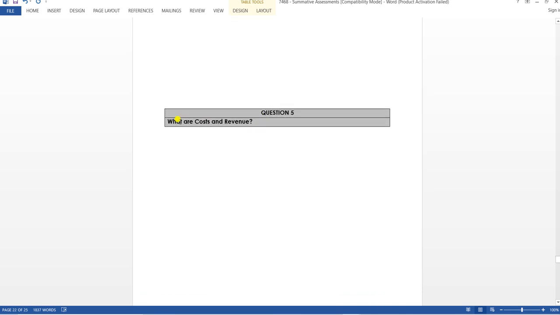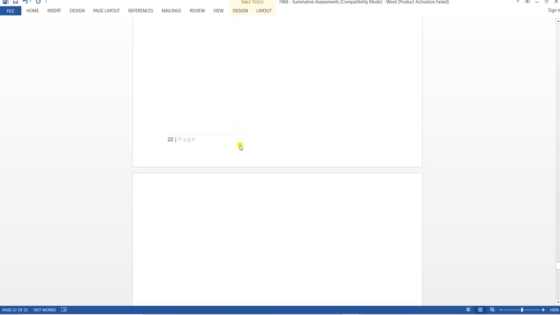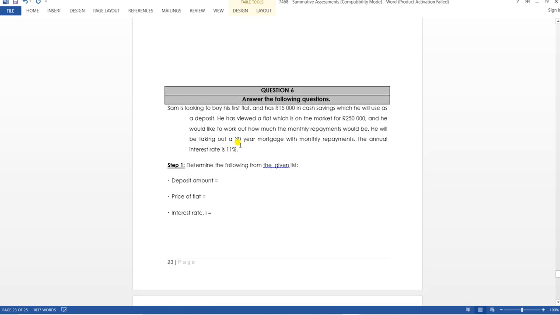Question 5, you need to explain what are cost and revenue. And question 6, Sam is looking to buy his first flat and has 15,000 in cash savings, which he will use as a deposit. So he has viewed a flat which is on the market for 250,000, and he would like to work out how much the monthly repayments would be.